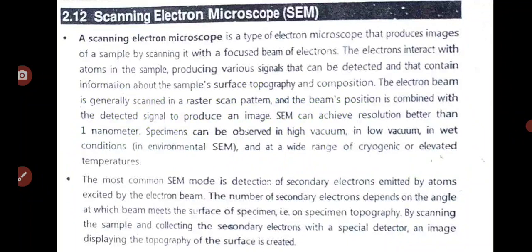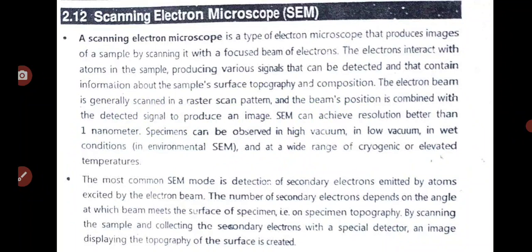This scanning electron microscope system is an electron microscope which produces images of a sample by scanning it with a focused beam of electrons. That means the electron beam is incident on the surface of the material, and it interacts with the surface of the sample. This interaction gives information about the sample surface topography and composition of the material.